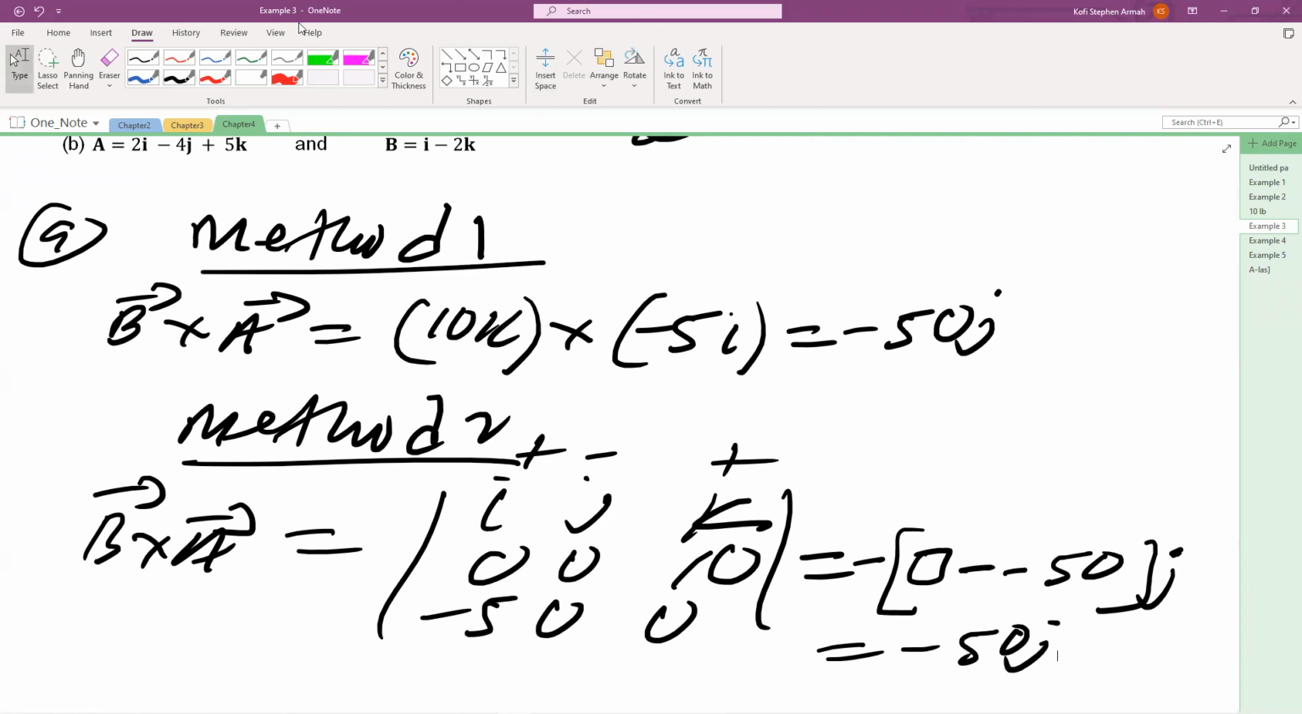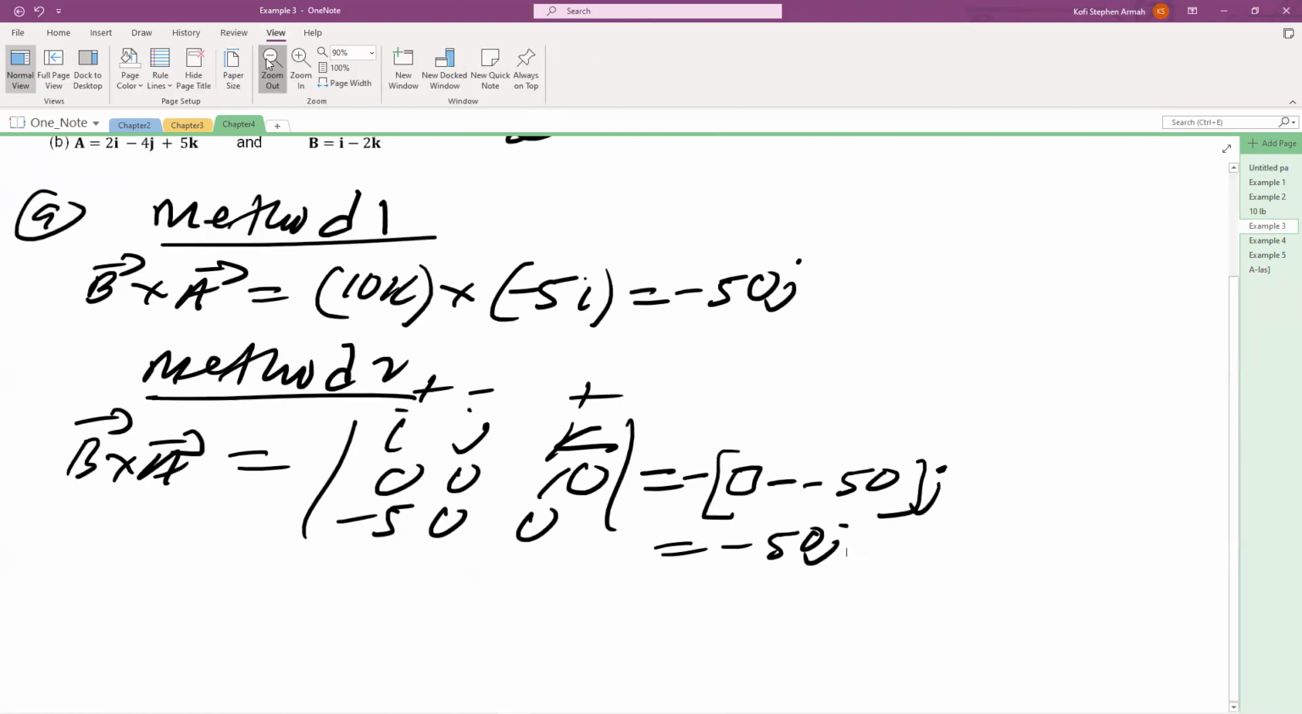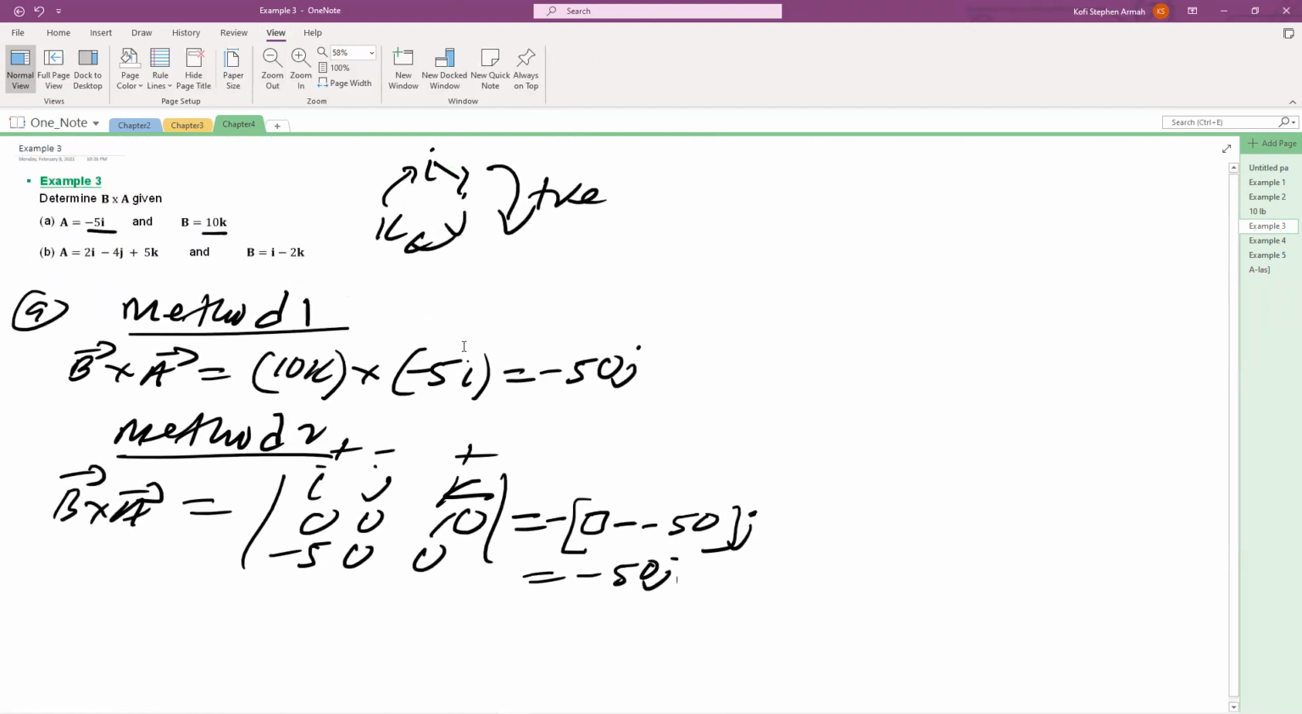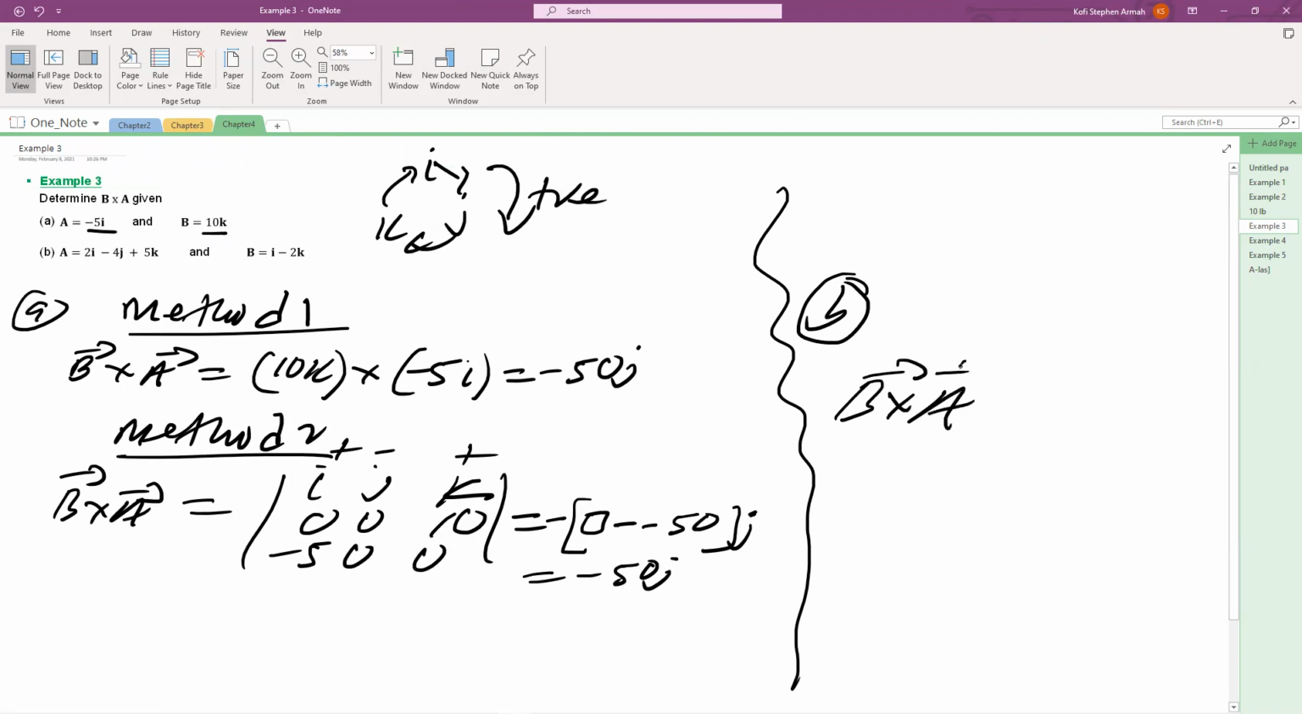Cool. Let me zoom. Let me do example B somewhere here so that you can see. And why are we doing vector product? You're going to see the reason why very soon. So we do B cross A again for B. I'm just going to use the determinant approach for this, instead of multiplying one by one. Okay, multiply one by one. I'm going to use that.